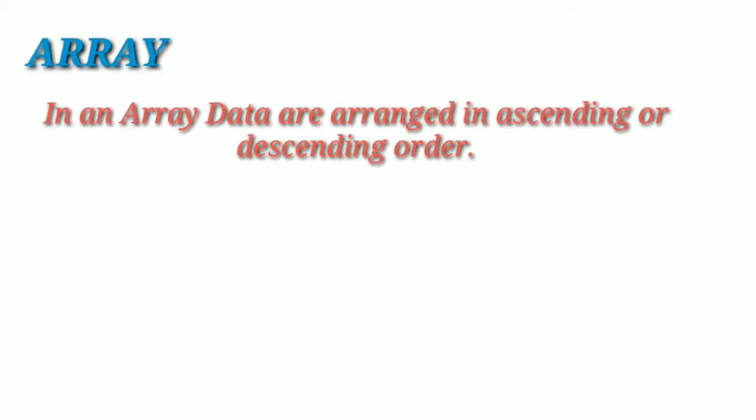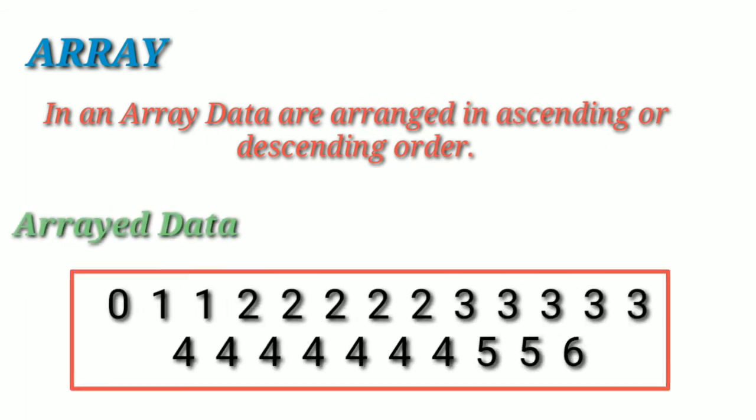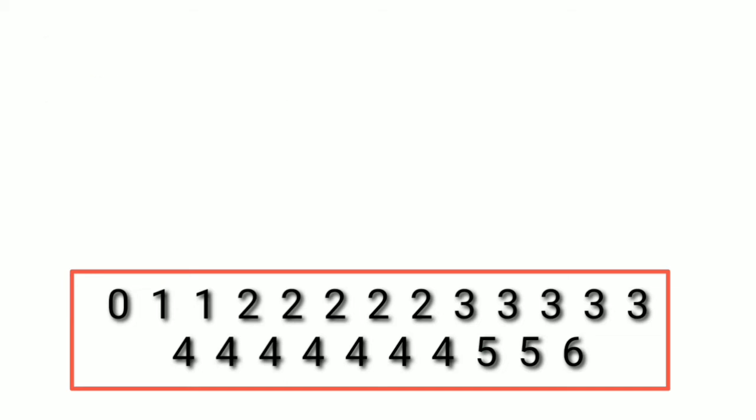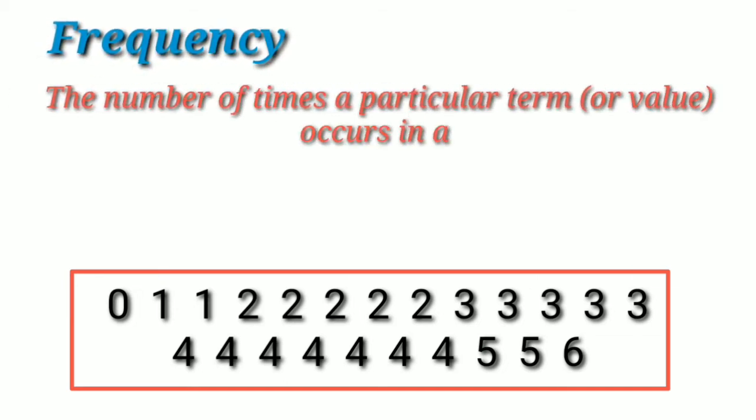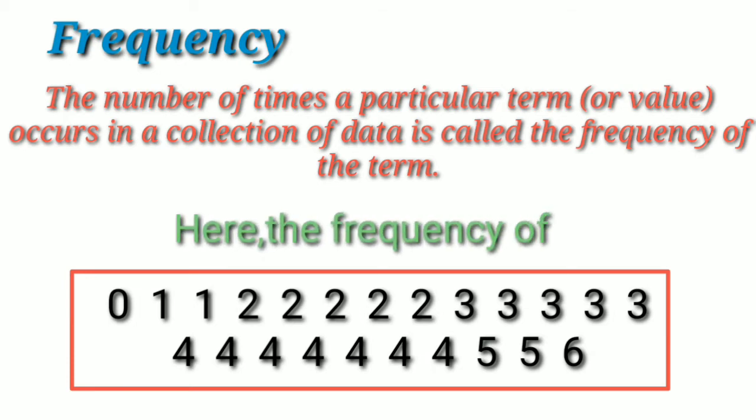To organize these raw data, there is a simple way of arranging in array. Array means to arrange the data in proper order, either in ascending order or descending order. Here you can see the previous data is arranged in proper order. Frequency. The number of times a particular term or value occurs in a collection of data is called the frequency of the term. In this table you can see the frequency of 5 is 2.